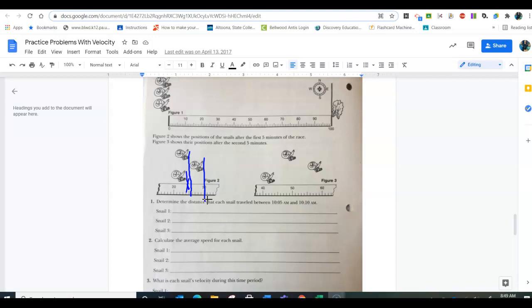So the first snail, number 1, went from 24 to 44. Well, 44 minus 24 is 20 centimeters. Snail number 2 went from 30 to 60. That's 30 centimeters.